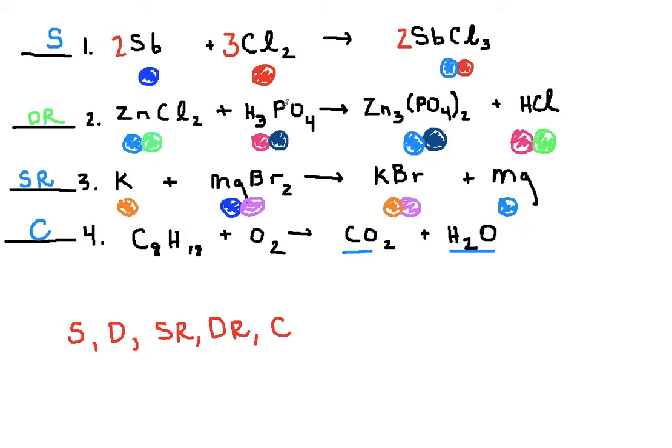For the next one, I've got 1 zinc here, but I've got 3 zincs here. So I'm going to put a 3 in front, and that gives me 3 zincs. Now I've got 3 times 2, I've got 6 chlorine, so I've got to put a 6 in front of HCl to make that 6 chlorines. And now I have 6 hydrogens. I have 3 hydrogens right here, so I've got to put a 2 there because 2 times 3 is 6.